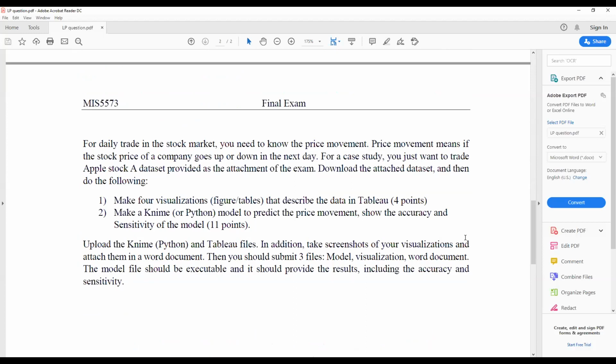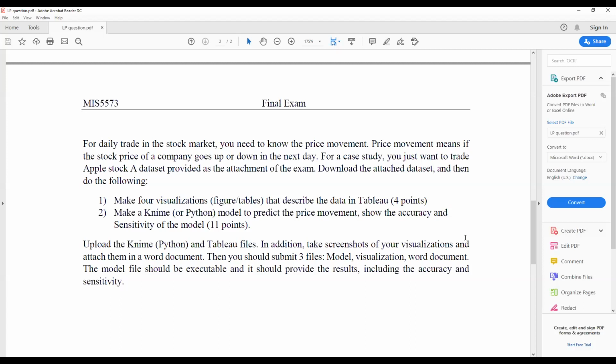For daily trade in the stock market, you need to know the price movement. Price movement means if the stock price of a company goes up or down in the next day. For a case study, you just want to trade Apple stock. A data set is provided as an attachment of the exam.